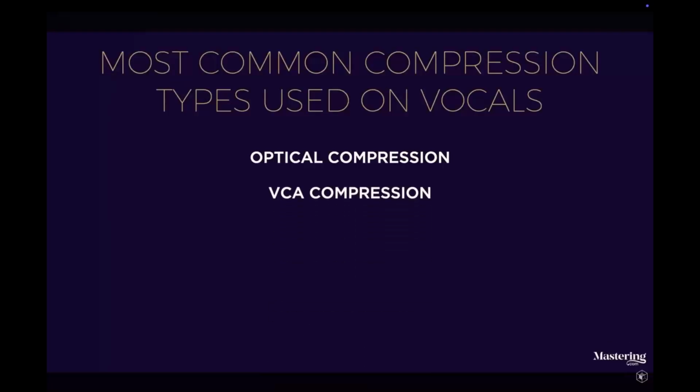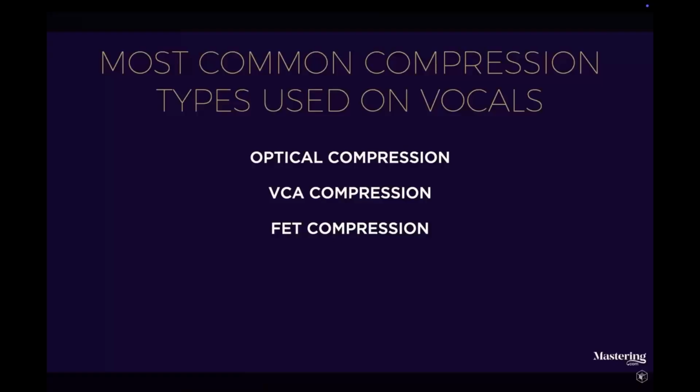2. VCA compression, voltage-controlled amplifier. VCA compressors use voltage-controlled amplifiers to regulate gain reduction, providing fast and precise control over dynamics. They're known for their transparent and versatile compression characteristics, with the ability to deliver both gentle and aggressive compression. VCA compressors are widely used on vocals for general dynamic control, leveling, and shaping the overall tone of the vocal performance. They are suitable for a wide range of vocal styles and genres.